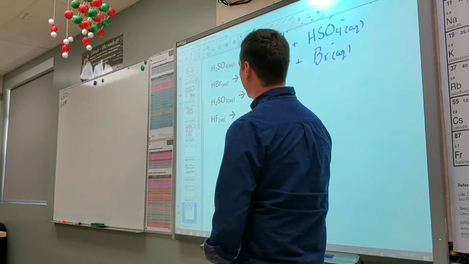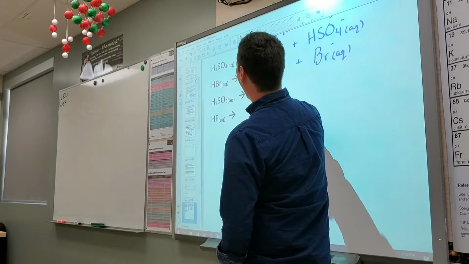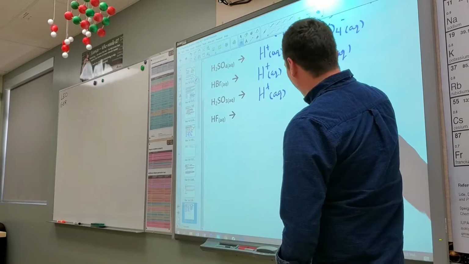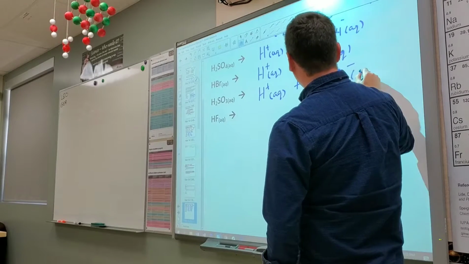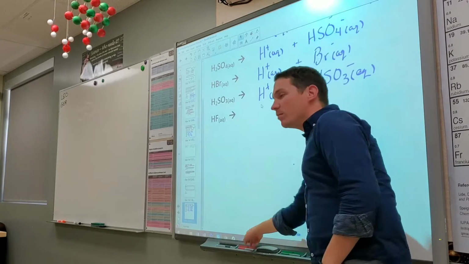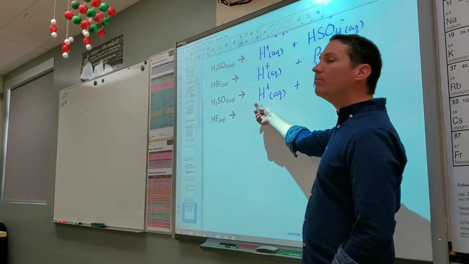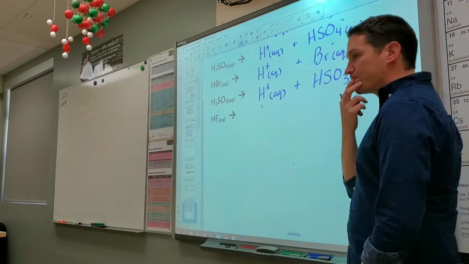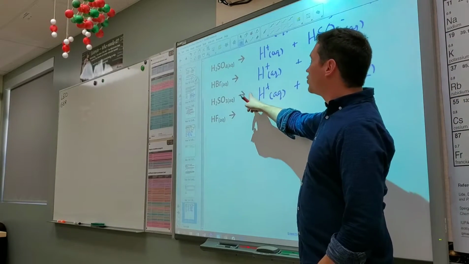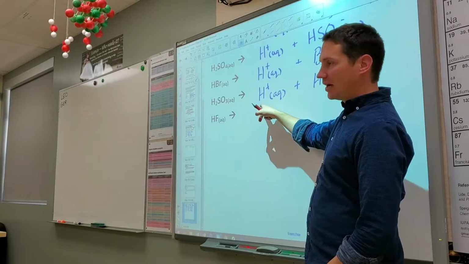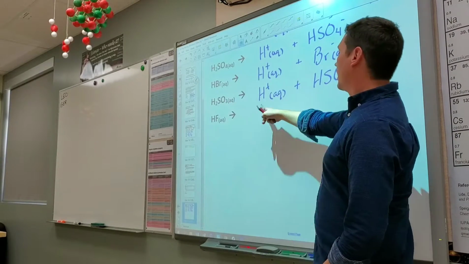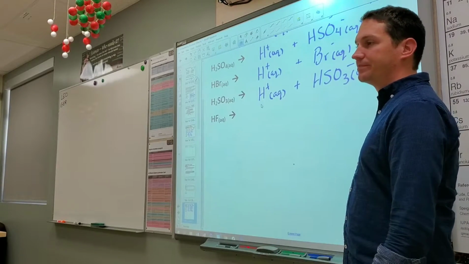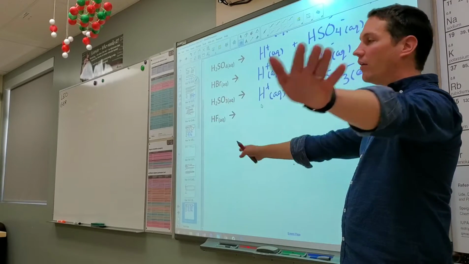H2SO3, what's going to happen? H plus aqueous plus HSO3 minus aqueous. Where's the most common place where people might screw up here? I would say maybe they make two hydrogens, which would be incorrect, right? We never make two hydrogens, we only make one. What's actually the most common mistake? Forgetting a charge. Easily, by far, the most common mistake.